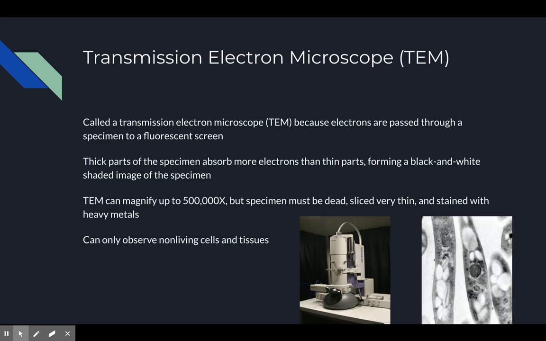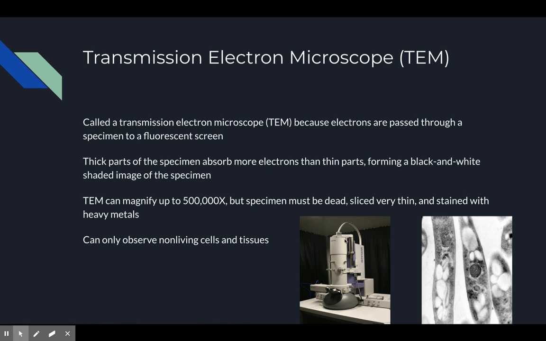So talking about each one of those more specifically, a TEM is a transmission electron microscope. It's called this because electrons are passed through a specimen to a fluorescent screen. Thick parts of the specimen absorb more electrons than thin parts, which forms a black and white shaded image of the specimen. So that's what this is here. So this is what the TEM looks like.